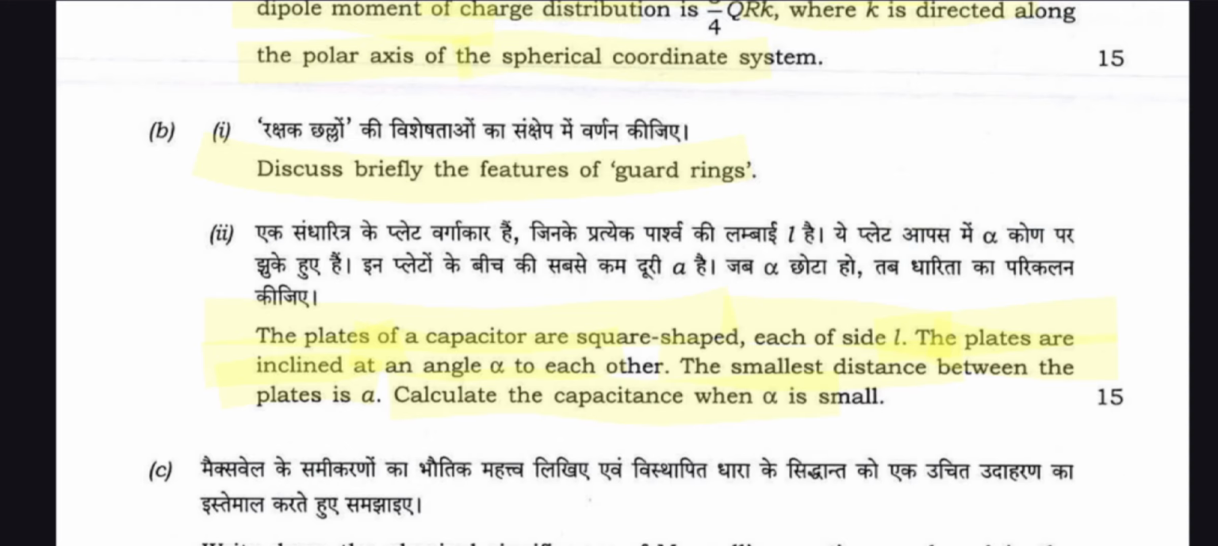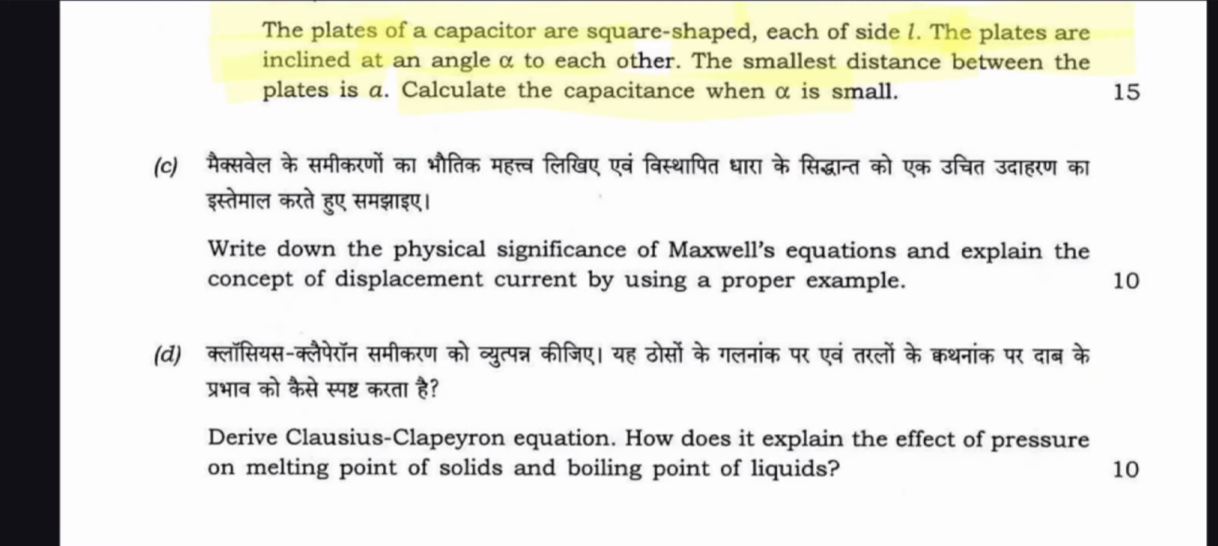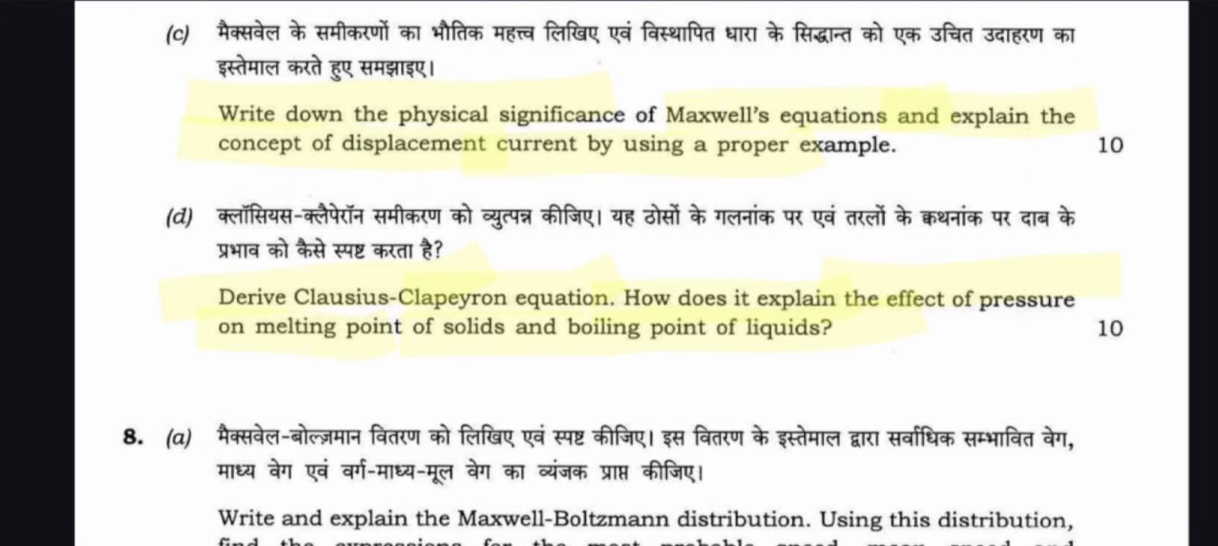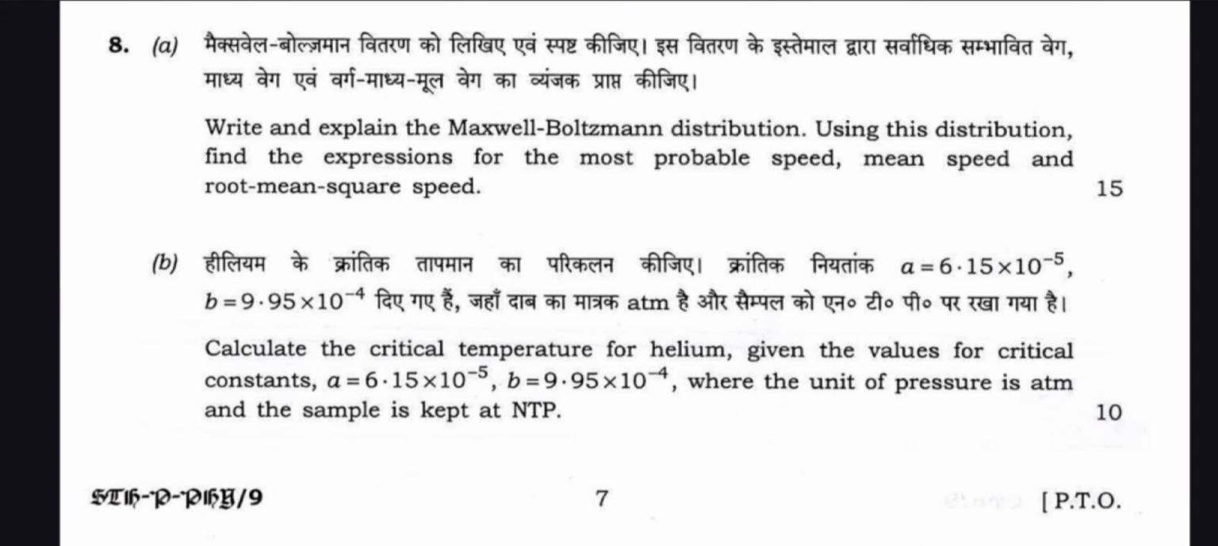So this is related to the electromagnetics chapters. Write down the physical significance of Maxwell equations and explain the concept of displacement current using proper examples. Derive the Clausius-Clapeyron equation. How does it explain the effect of pressure on the melting point of solids and boiling point of liquids? Question number 8 is here.